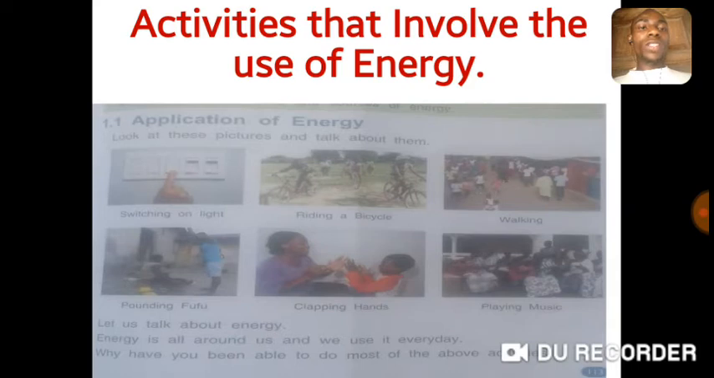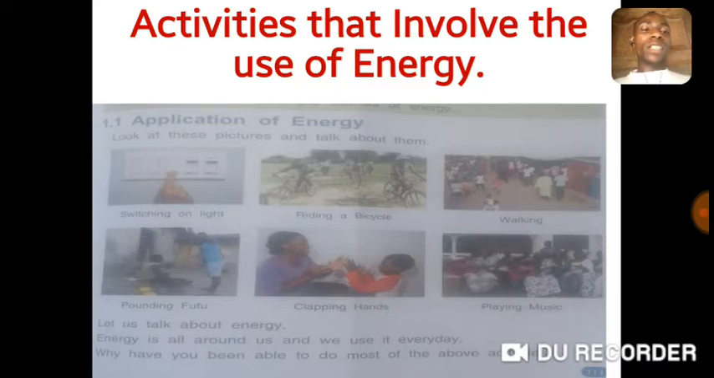Application of energy, or activities that involve the use of energy. Now let's look at the first picture on our left, the immediate left top. We are switching on the light. For you to switch on the light, or use the switch on the wall to turn on the light bulb or the LED, we need energy.